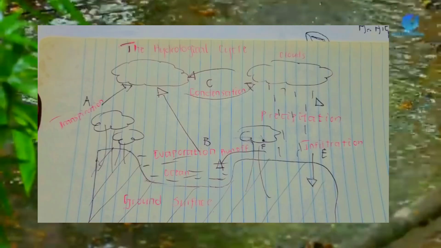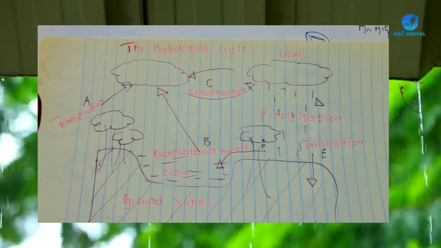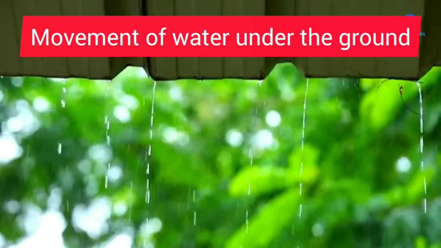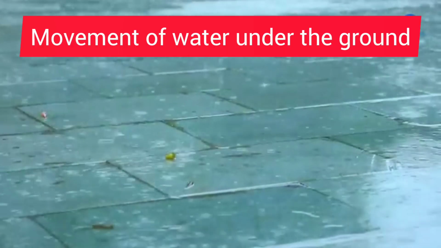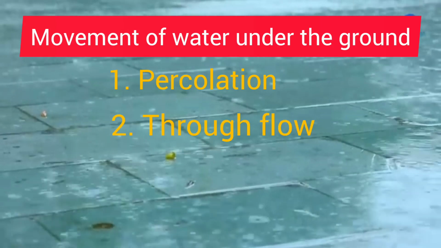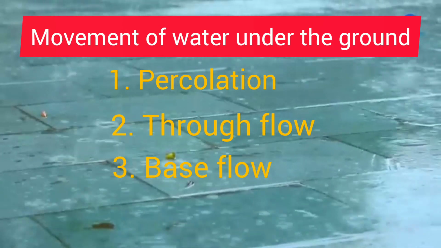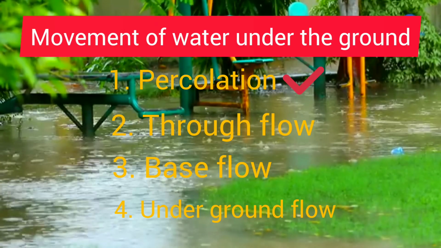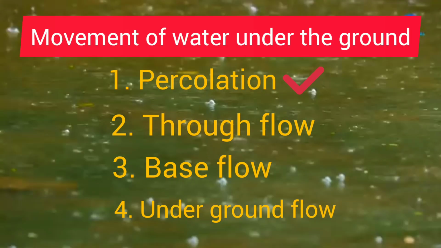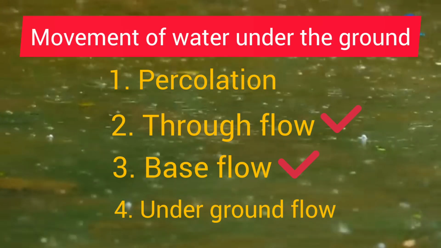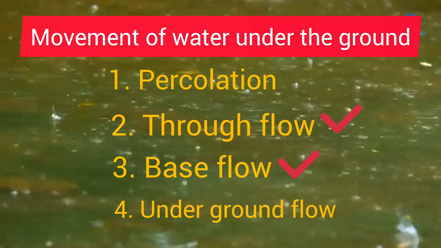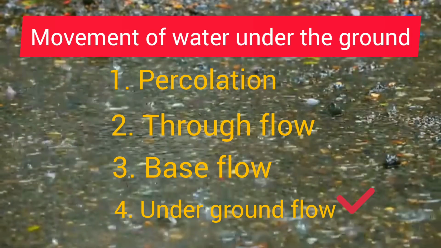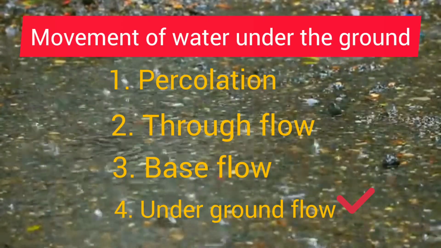Okay, now the next, before going to possible questions, there are also some movements of water beneath the ground after infiltration. Some key movements of water beneath the ground: you have percolation, you have through flow, you have base flow, and you have the last storage of water, which is called underground flow. Percolation is a further movement of water into the ground after infiltration. Through flow and base flow are other movements of water to other smaller channels inside the earth surface. And underground flow is the movement of water to the water table, or the underground table, where you have the final water storage.